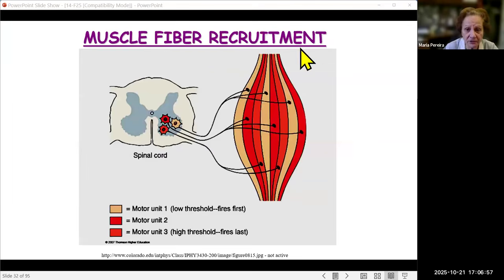And finally, the muscle fiber recruitment. I explained this to you: this is one muscle with several muscle fibers. If only a few muscle fibers are recruited, then the development of tension is going to be much lesser than if you have all muscle fibers being recruited. So the number of muscle fibers being recruited controls the development of tension.